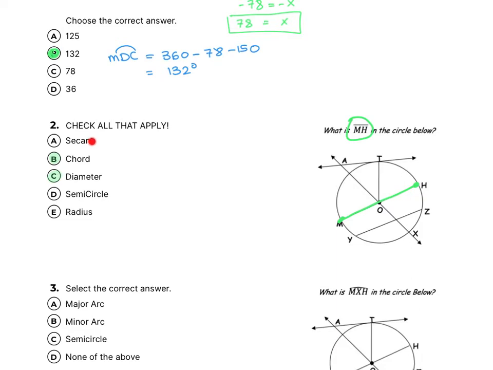Keep in mind, a secant is a line that extends in both directions. MH is a line segment, so secant does not work. A semicircle is actually an arc named by 3 different letters, and a radius starts from the center to the edge of the circle. So the only correct answers are B and C.